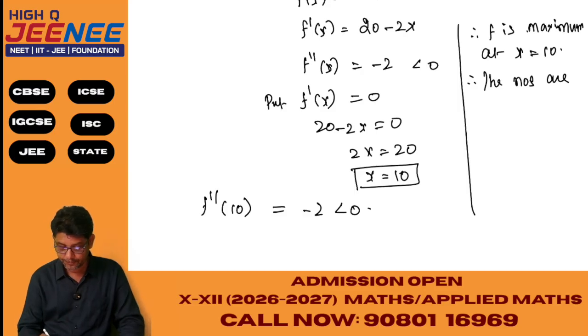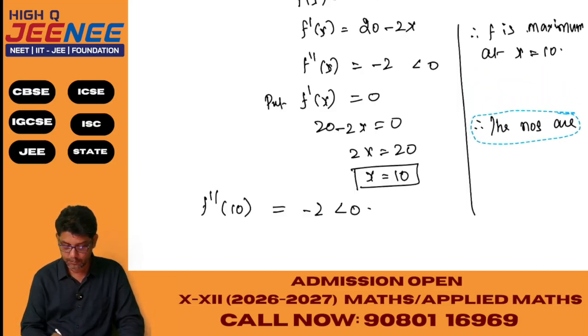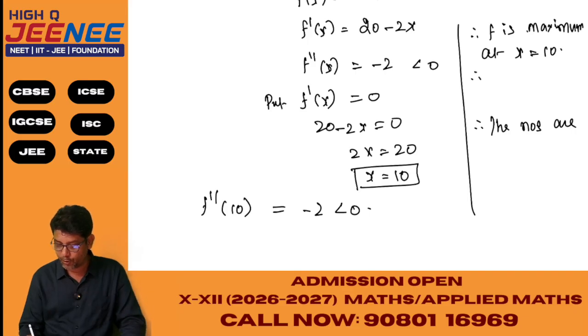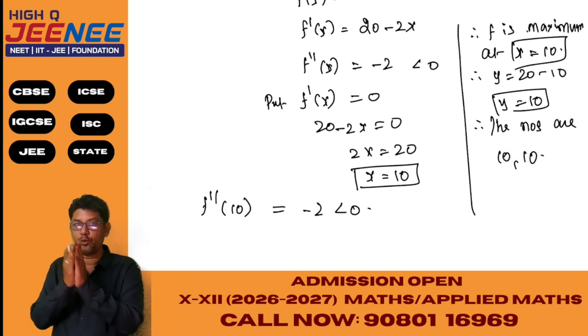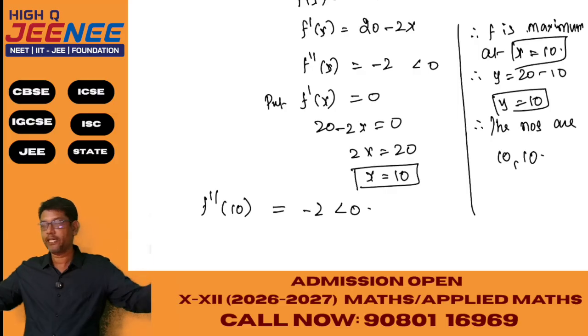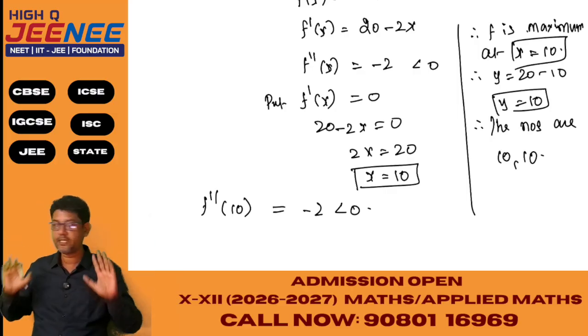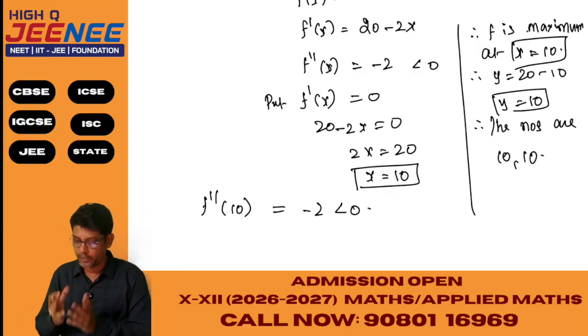Let us add one more step. x is equal to 10. Therefore, y is equal to 20 minus 10, so y is also 10. Therefore, the two positive numbers are 10 and 10. When the two positive numbers are 10 and 10, the function is maximum. That is what they ask you to find out.